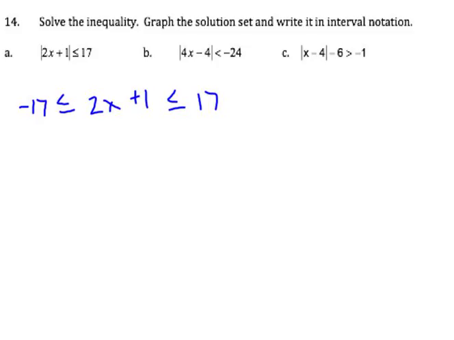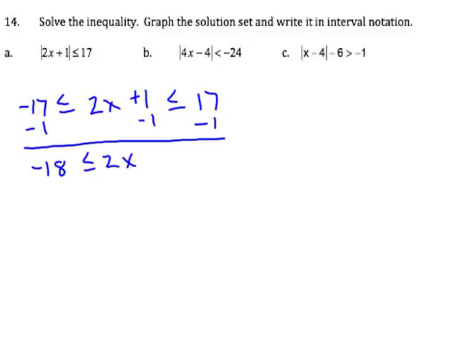So I've written it as one compound inequality, and now I solve it by moving away from the inside out in both directions. So I'm going to subtract 1 everywhere. That gives me negative 18 is less than or equal to 2x, which is less than or equal to 16. And now divide everything by 2. And I have negative 9 is less than or equal to x, which is less than or equal to 8.